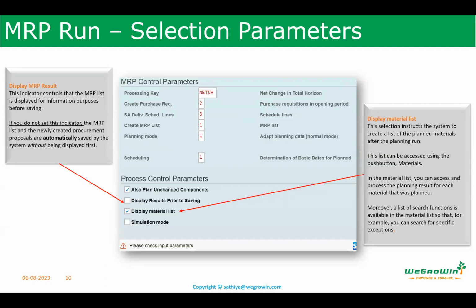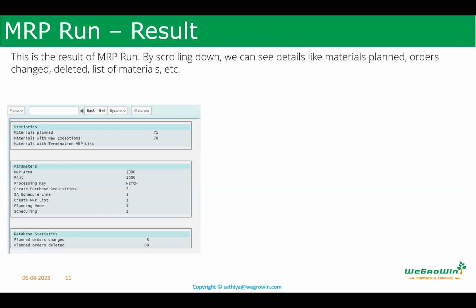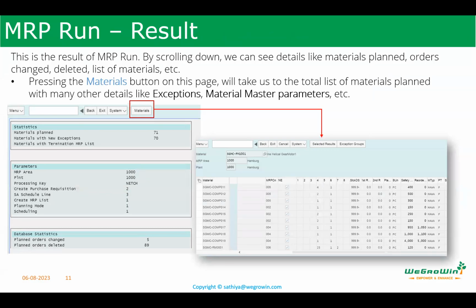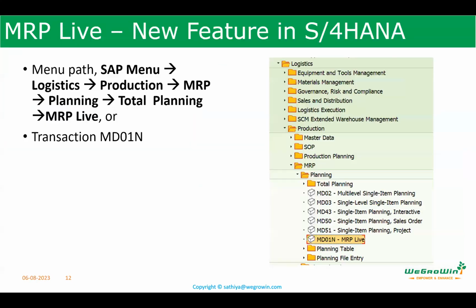And there was an option also to run MRP in simulation mode. Once you run MRP, the system will show the results like this. How many materials were run in MRP? How many materials have new exceptions? What are the parameters? It will give the list of which materials were used. Here you can see the material list, and here you see all the exception groupings, which I am going to explain to you. This is how the MRP result will look. Is this MD05, sir? No, it is a summary of this one. MD05 is different, which we are not seeing here.